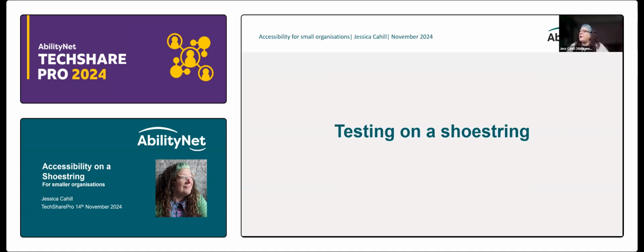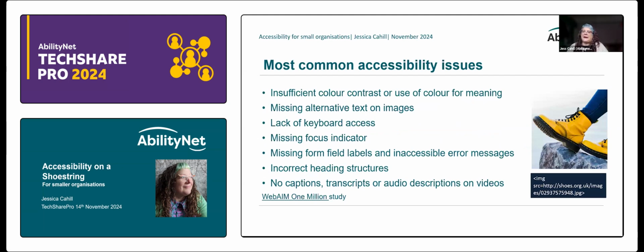Testing. So the most common accessibility issues that we see, this is the result of a survey called the WebAIM 1 Million study. So the most common accessibility issues are insufficient color contrast or using color for meaning, missing alternative text for images, lack of keyboard access, we'll talk about that in a minute, missing focus indicators, again, we'll talk about that in a minute, missing form field labels and inaccessible error messages, which we won't talk about because it's too much to get into in a short session. Incorrect heading structures.